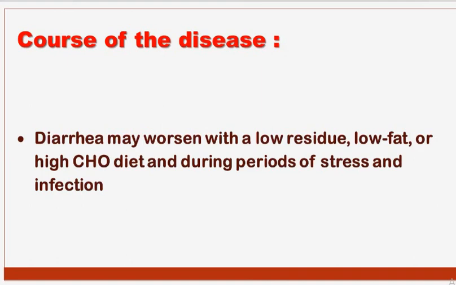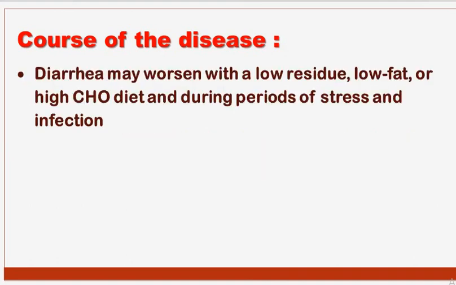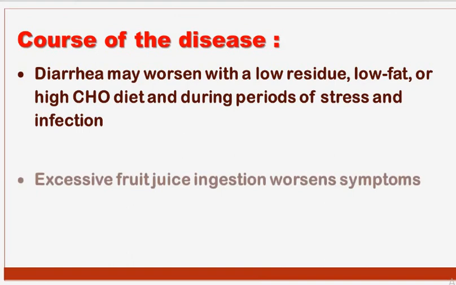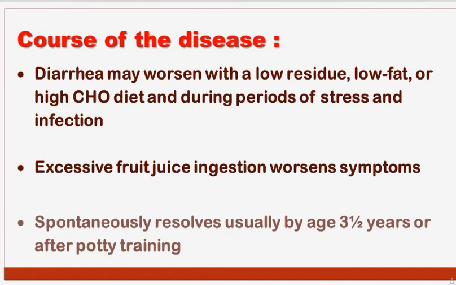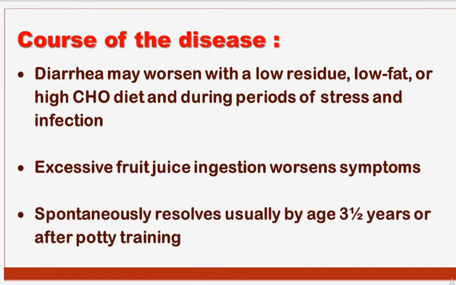The course of the disease: it may worsen with a low residue, low fat or high carbohydrate diet, during periods of stress and infection. Taking a low fat or low residue diet and concentrating on the juice and the fruit will increase it. As we said, excessive fruit juice ingestion worsens the symptoms, and it usually resolves spontaneously by the age of 3.5 years or after potty training. Potty training is when the baby can independently go to the toilet and do the training by himself.